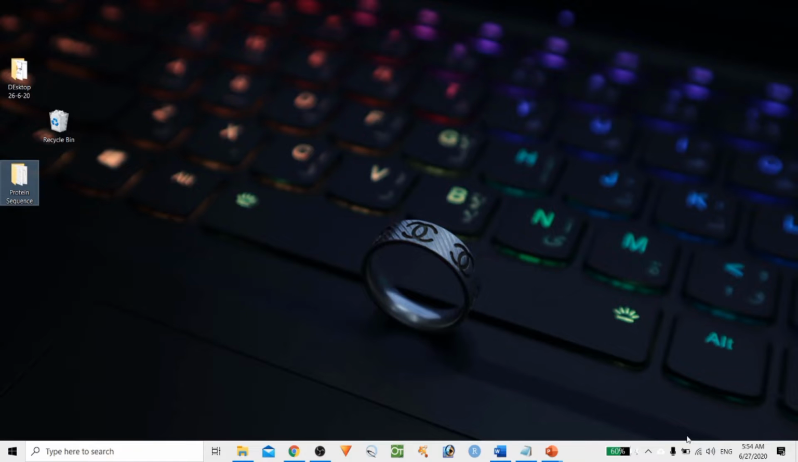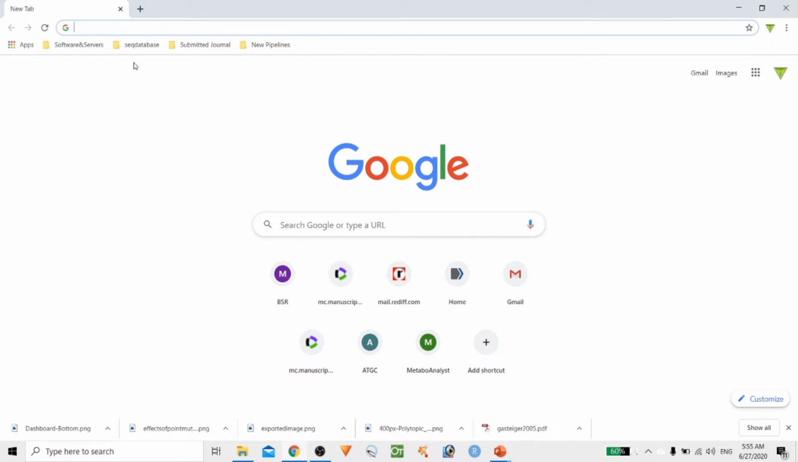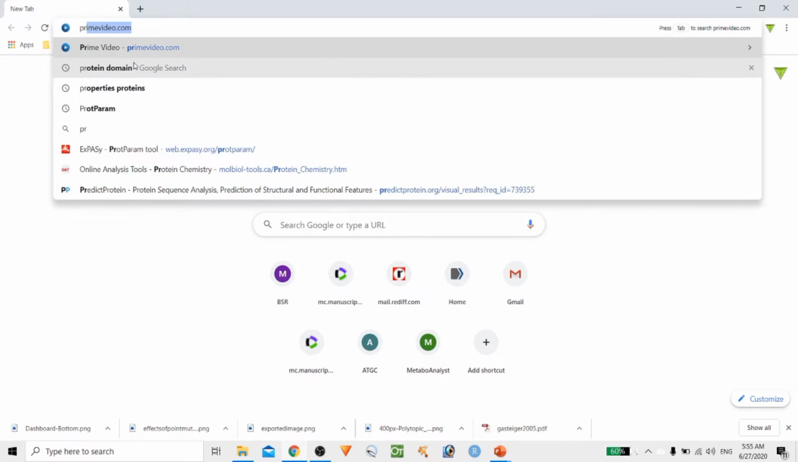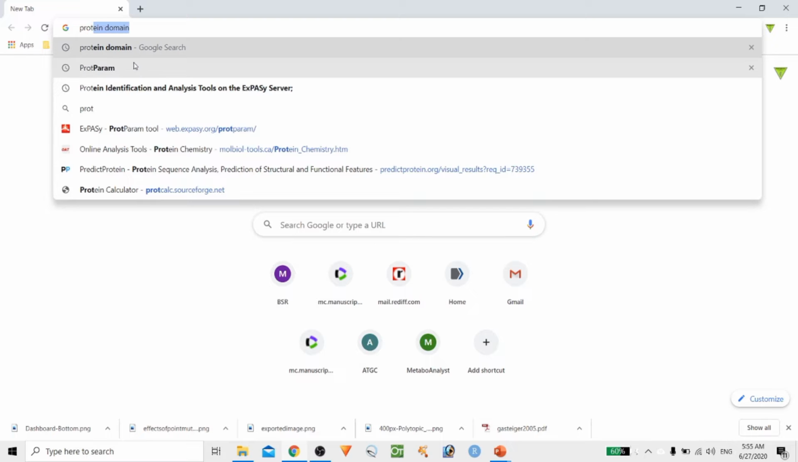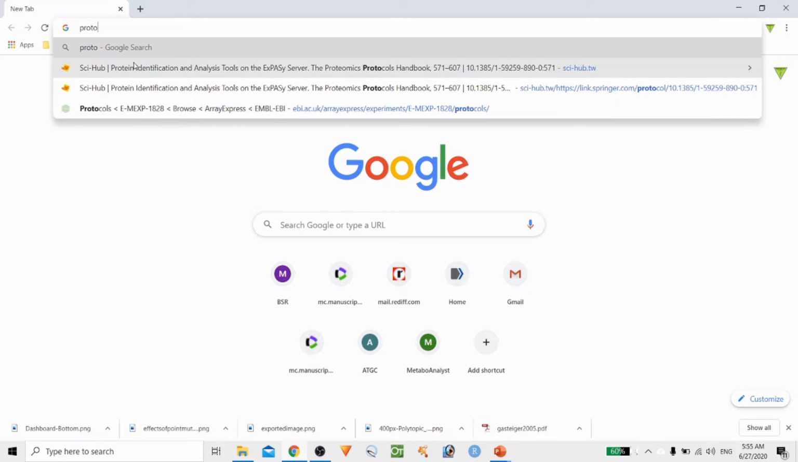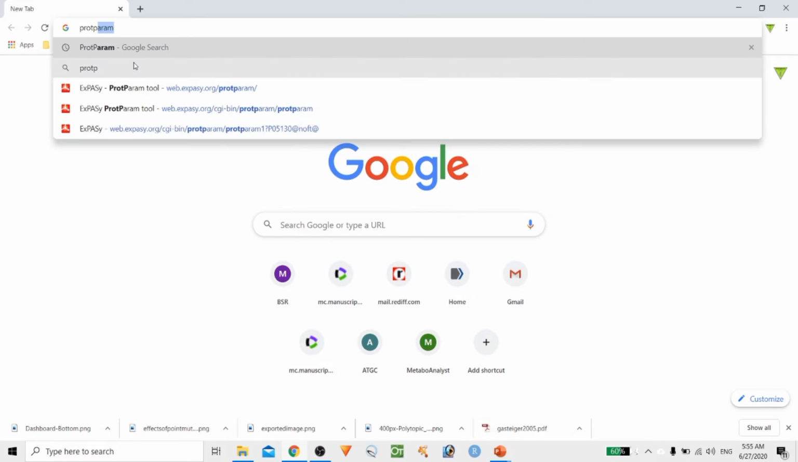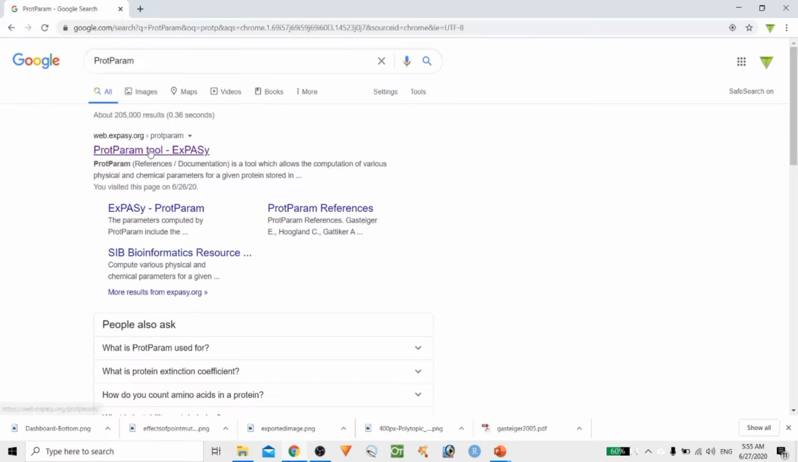Here we just type ProtParam. This is the tool name, the protein parameter tool. The protein parameter tool is the first one, so click this one.